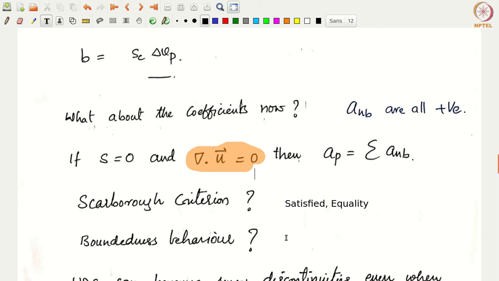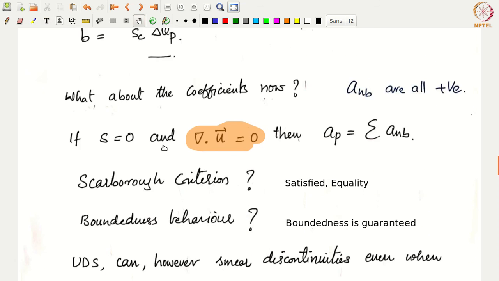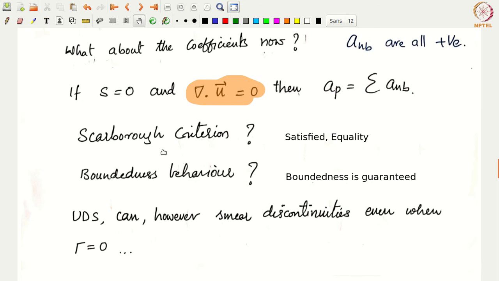What about boundedness? Of course, boundedness is also guaranteed, right? Because AP Vp equals sigma NB Phi NB. So boundedness is also guaranteed. All right. So what we see is that we have now developed a new scheme which satisfies the Scarborough criteria as well as boundedness, which is much better than what we had before, and there is no condition on the coefficients, right?